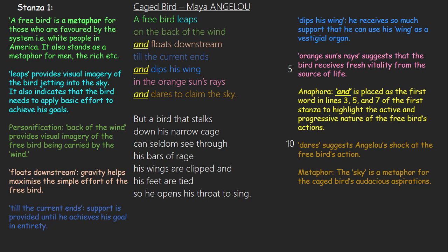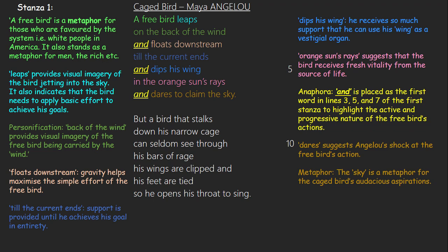And in the final line of the poem, we see here, "dares to claim the sky." The use of the word "dares" there suggests that Angelou is shocked. Now, when we speak about the tone of the poet, she's shocked at the action of the free bird, the fact that he wants to claim as its own something that is used by all the birds. It shows you the audacity of the free bird. It shows you its confidence and belief that it has the right to own something that is shared by everybody, to claim it as its own.